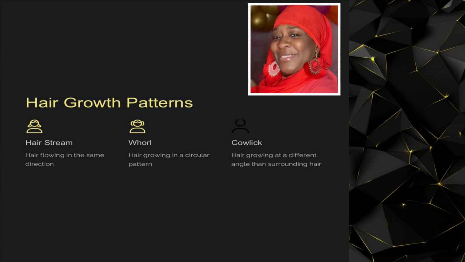Hair growth patterns: hair stream. Hair flowing in the same direction is caused by follicles sloping in the same direction. A natural part is caused by 2 hair streams flowing in opposite directions. Whirl occurs when hair leaves the follicles at an angle. Hair grows in a circular pattern. Sometimes there is more than one whirl. Cowlick hair grows straight up or at a different angle than the other hair. Cowlicks are usually more noticeable at the crown, but they may be located anywhere on the head.